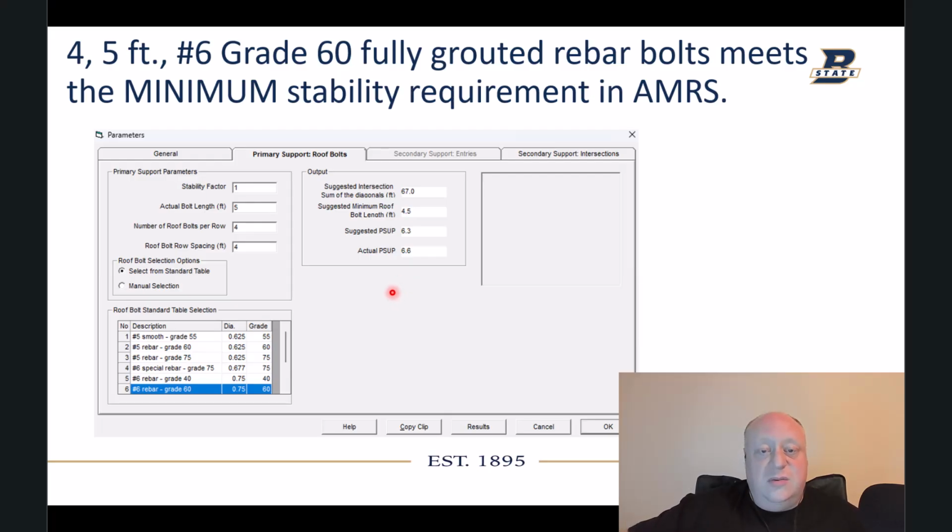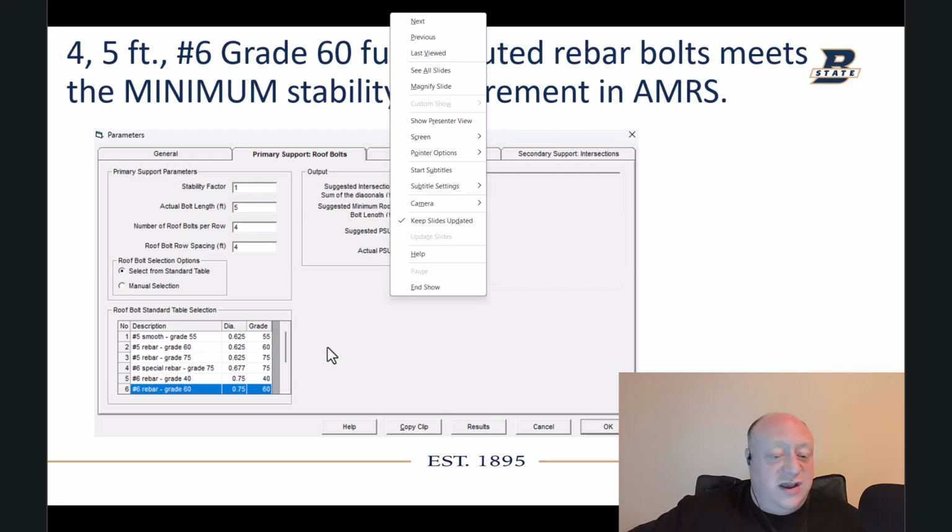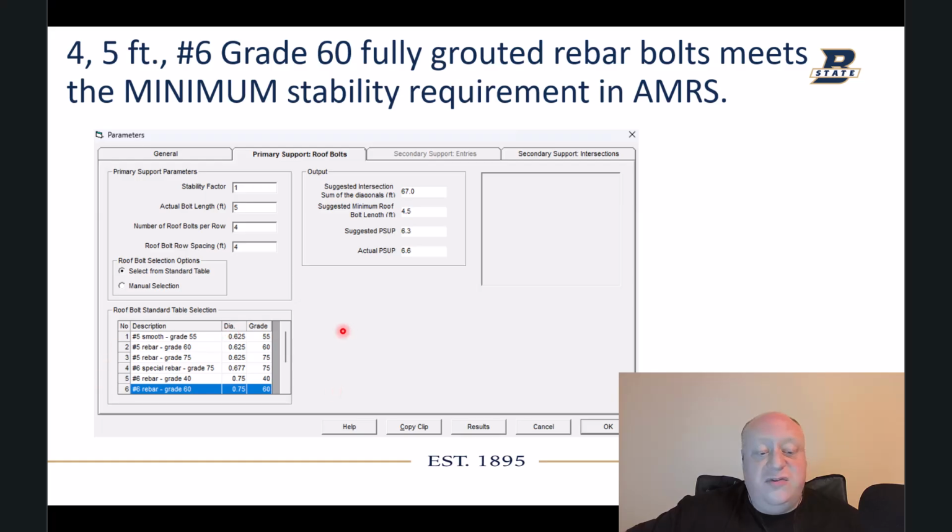But once again, we're driving the race car before we get under the hood, so to speak. There is a standard table of bolts that you can select from. Of course, I chose grade 60 rebar, but there are other grades, grade 40. There are other diameters as well, right? Number 5 is available in here. There are very few coal mines that I know of that still use number 5 rebar. In fact, there may be none now, for all I know.